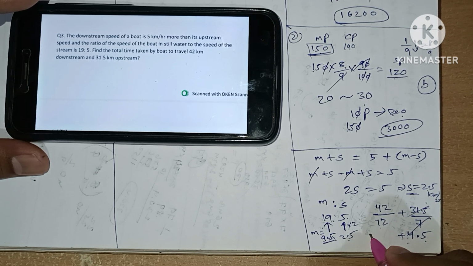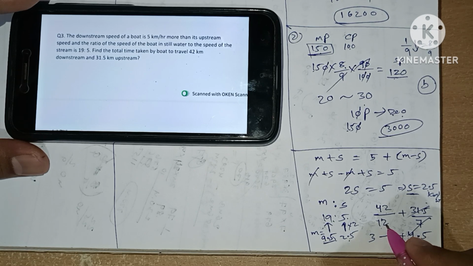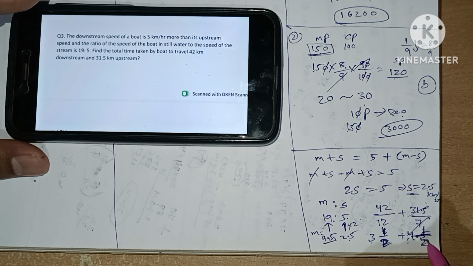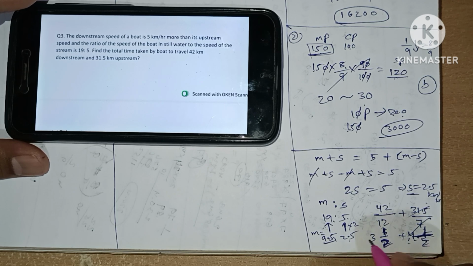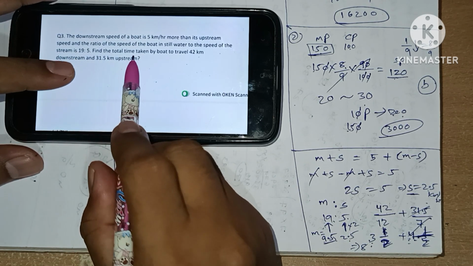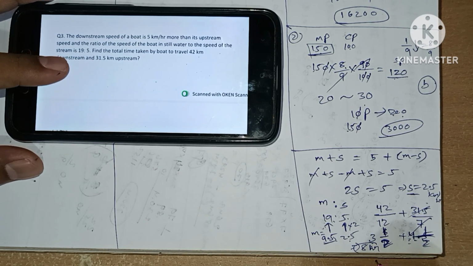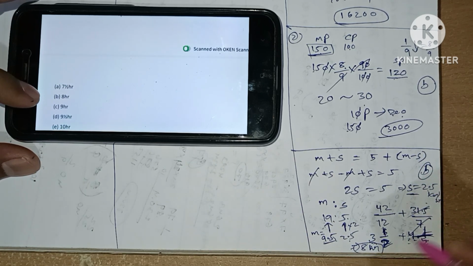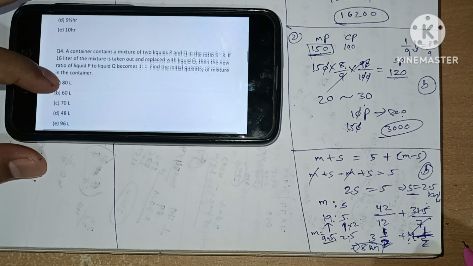This is 42 divided by 12: 12 times 3 is 36, 36 plus 6 by 12 means 3 and 1 by 2, so we get 3.5. We can write 4.5 as 4 and 1 by 2. So totally what we get is 4 plus 3 is 7, and half plus half will be 1. So totally we get 8 as our answer, and since it is talking about time, it is 8 hours. Next, the option is option B. Again we got option B, 8 hours. Let's see question number 4.